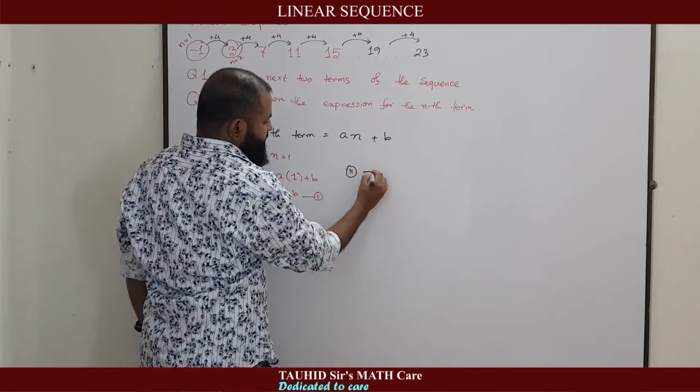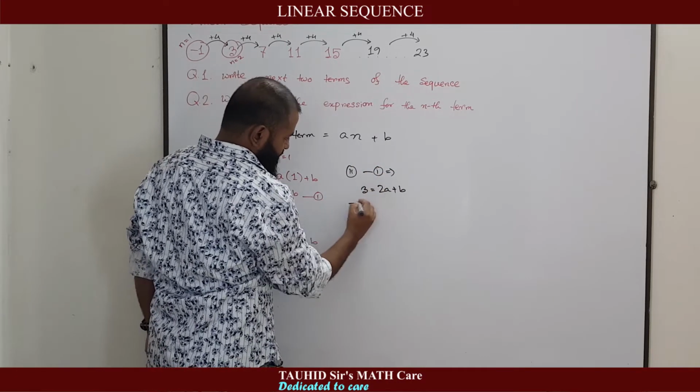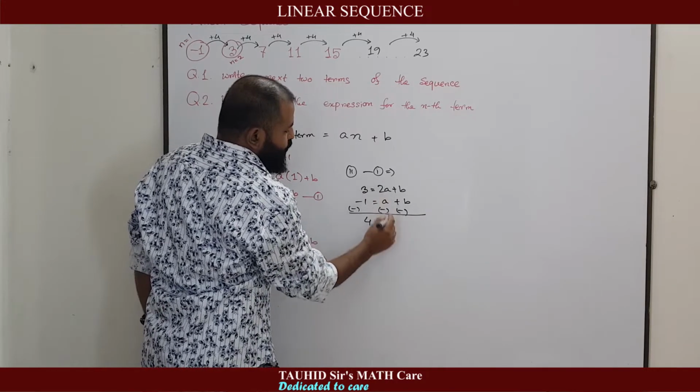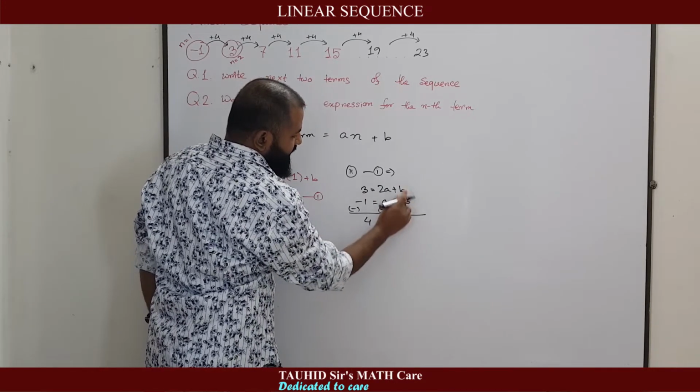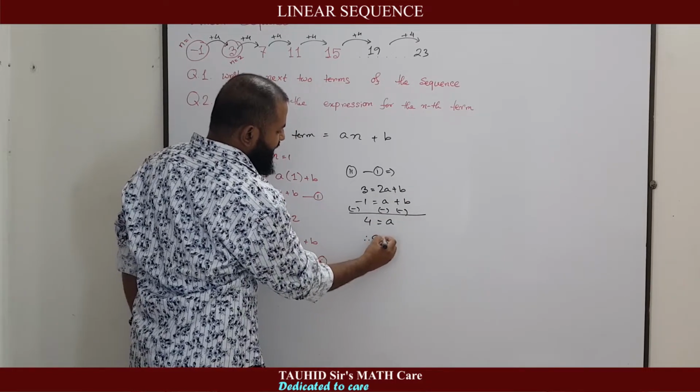How? If we subtract equation 1 from equation 2, what do we get? 3 minus -1, that means 4. 2a minus a, that means a. b minus b, it cancels out. Therefore, a equals 4.